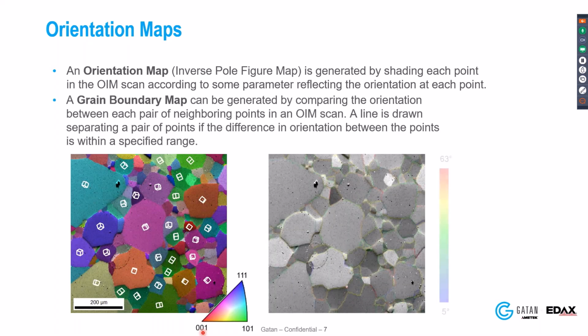And then the other thing that's pretty common is to look at a grain boundary map. So we know the orientation of each point. We're able to calculate the misorientation or disorientation between those and shade boundaries based on what's the crystallographic difference between those points. So this is just showing in this microstructure a range from 5 degrees to 63 degrees, and the colors will represent certain boundaries.